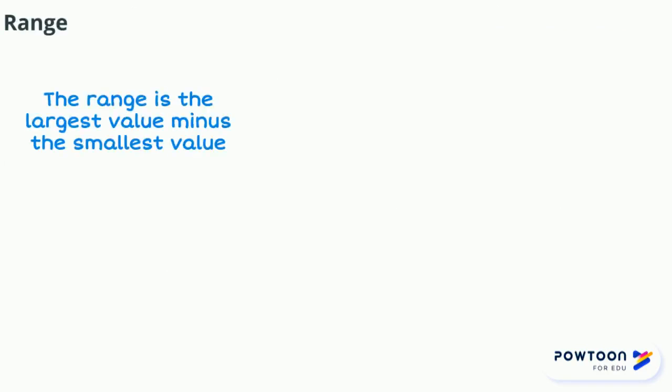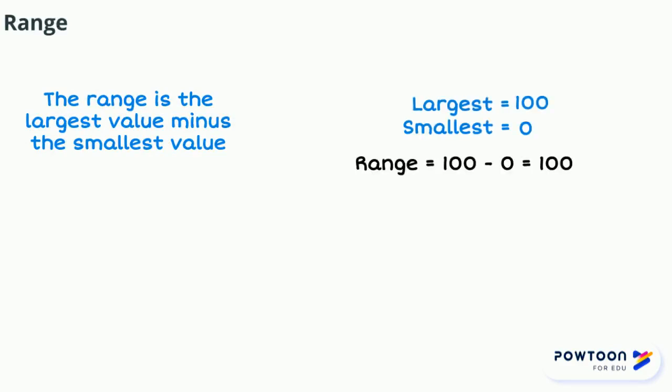And the last one is the range. So we'll do largest minus the smallest. The largest was 100, smallest was 0. So we have a range of 100.